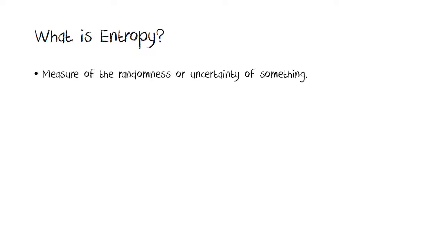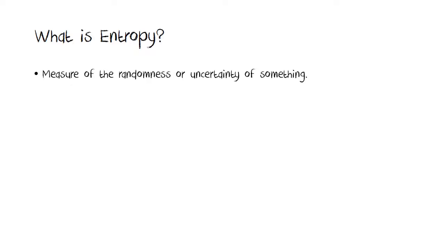To answer this question, we need to talk about another concept called entropy. Entropy is the measure of the randomness or uncertainty of something. So let's say you're in Canada, but you don't know which province you're in. If somebody tells you that you are currently in Canada, this is not information to you because you're already certain of that. If somebody tells you that you are in Ontario, that is information to you because you were uncertain of it before.